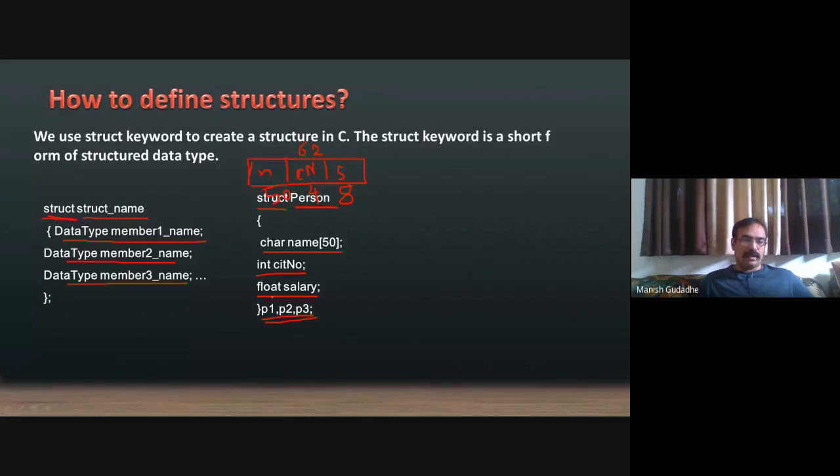This way the declaration of structure variable can be done. So P1, P2 and P3 are the variables of type person.